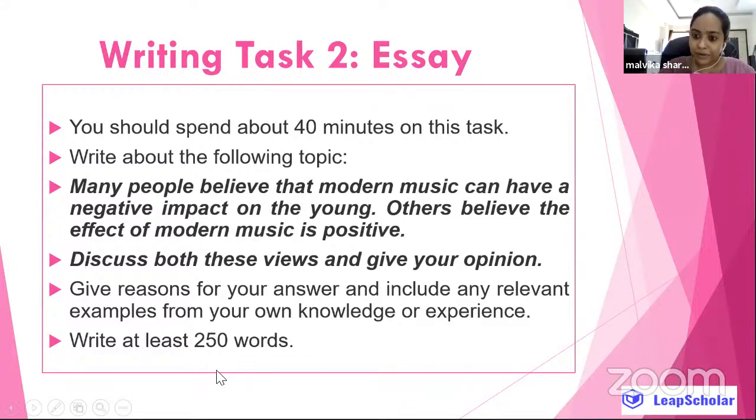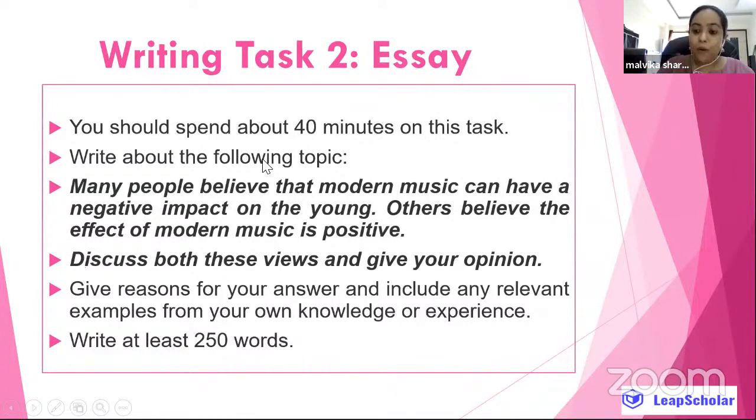Now, what is the word limit? In writing task 1, the minimum word limit was 150 words. But for writing task 2, we have at least 250 words. So please mind it. Do not write anything below 250 words. You would be receiving a penalty. Don't do that. Okay? Now, you can, of course, go beyond 250.